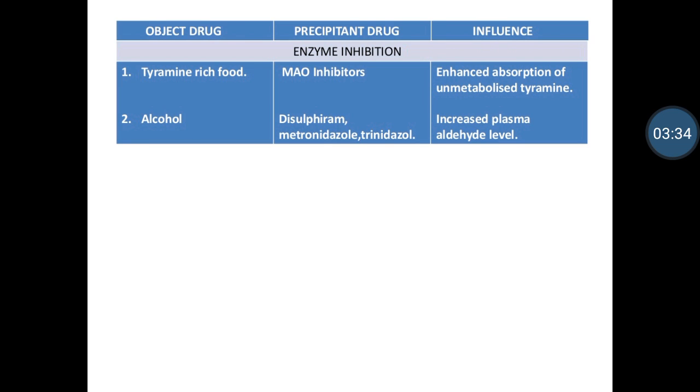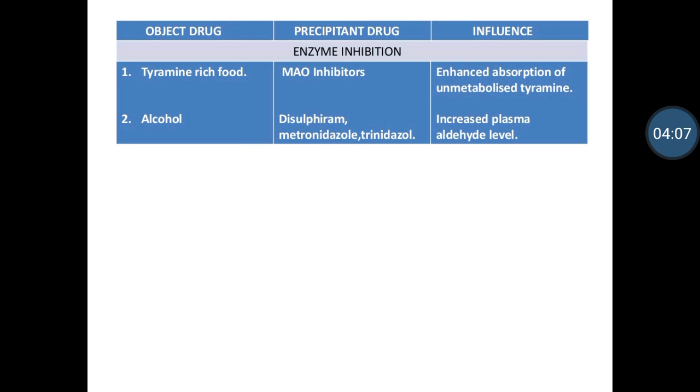Then tyramine-rich food is affected by certain drugs. In the first table we saw enzyme induction. Enzyme induction means the catalytic action of your enzyme is increased. The second part is enzyme inhibition, which means enzyme action will be reduced or slowed down. For example, with tyramine-rich food, the MAO inhibitors, monoamine oxidase inhibitors, will reduce it.